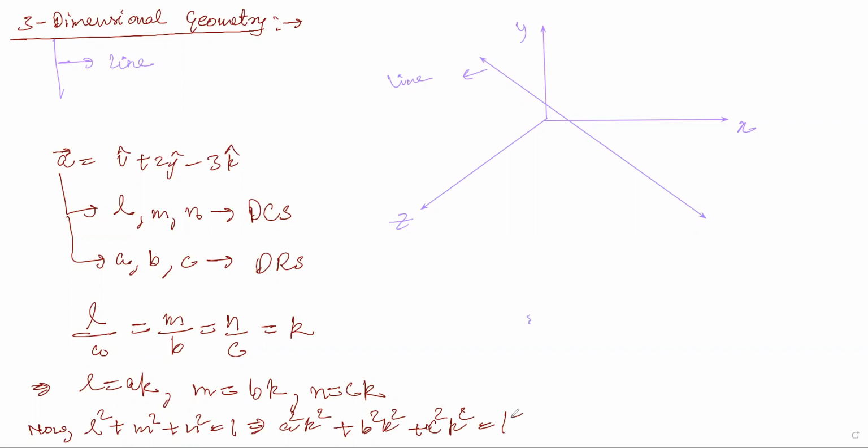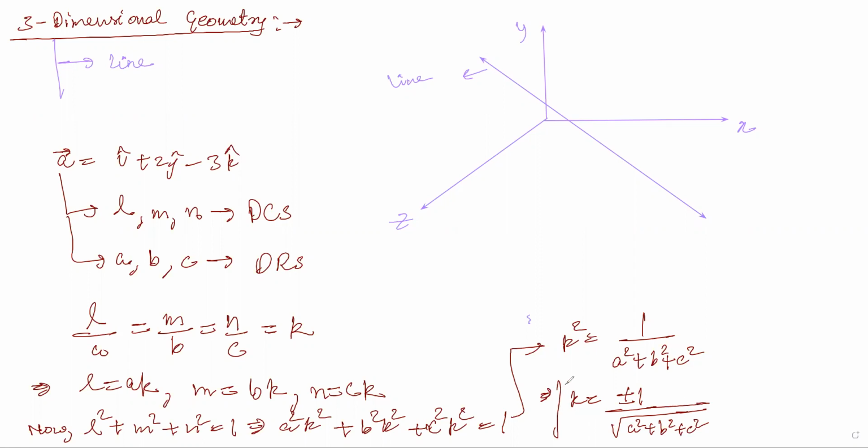From which you can take k square common and it becomes 1 by a square plus b square plus c square. And the value of k becomes plus minus 1 divided by root of a square plus b square plus c square. And that is how we got this relation, that l is equal to ak. Now, if you put in l is equal to ak, you will get a upon root over a square plus b square plus c square, and the value of m as b upon the same root, and similarly for c.